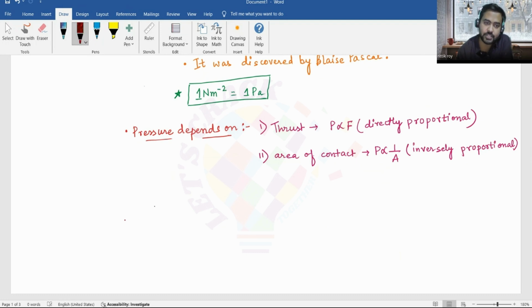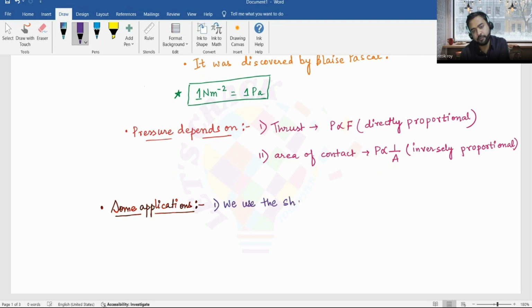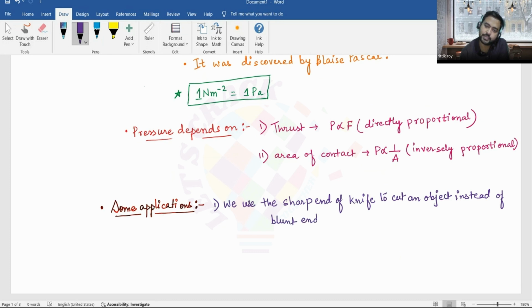Now, the next thing that comes up is, what are the applications of this pressure? So, some applications. Number one is, we use the sharp end of a knife to cut an object instead of the blunt end. Now, what is the meaning of this? A sharp end of the knife.